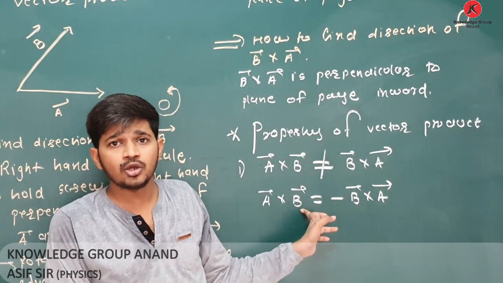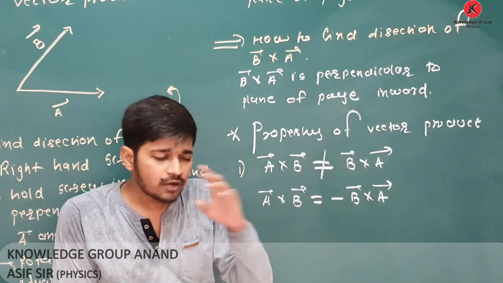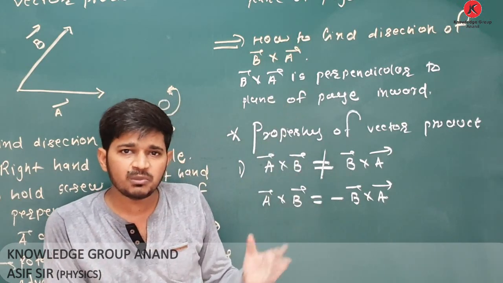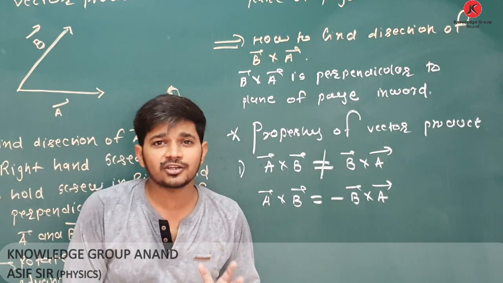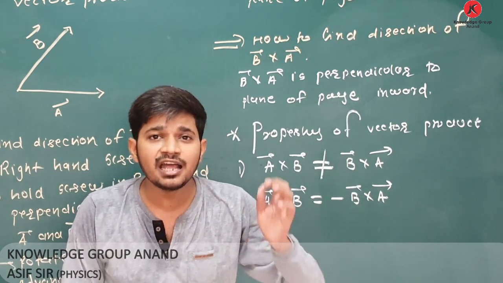Clear about this? Now, as we discussed the properties of the scalar product, maybe 7 to 8, we have to discuss the properties of the vector product. That we will discuss in the next lecture.